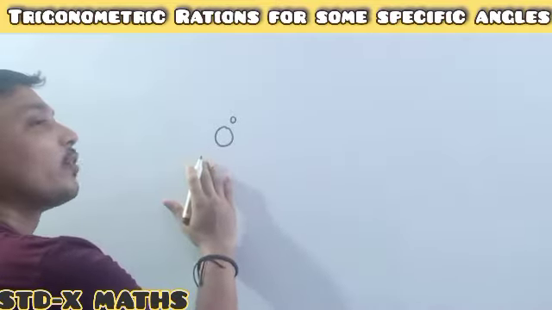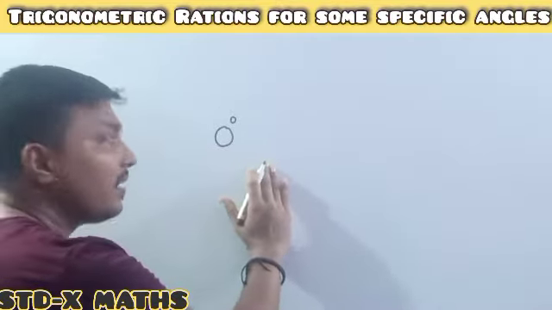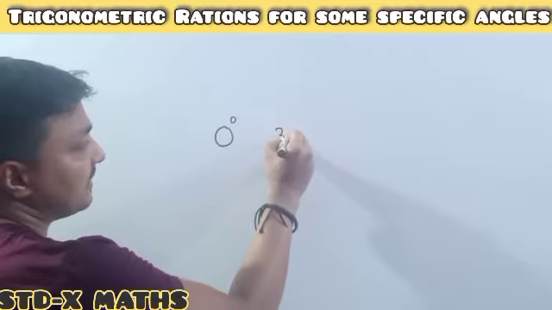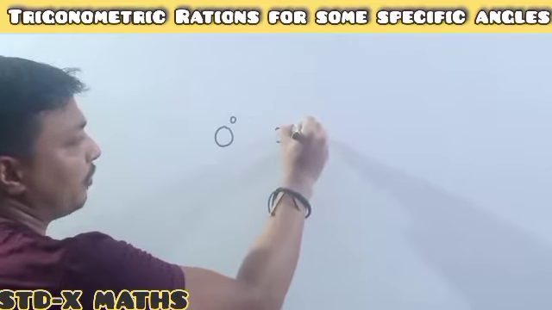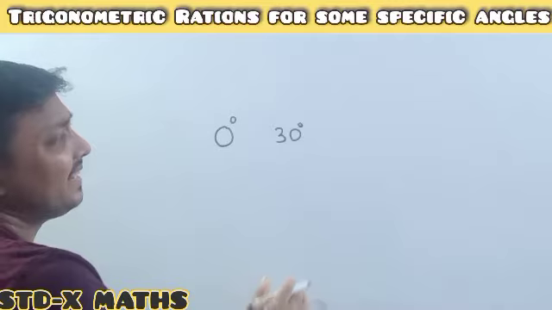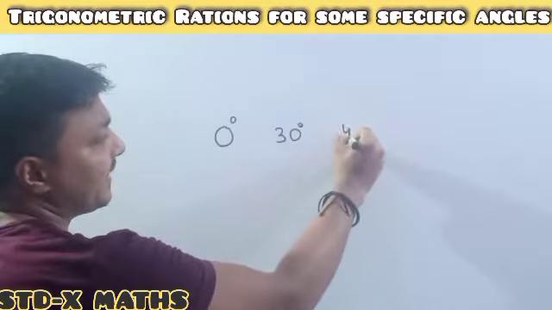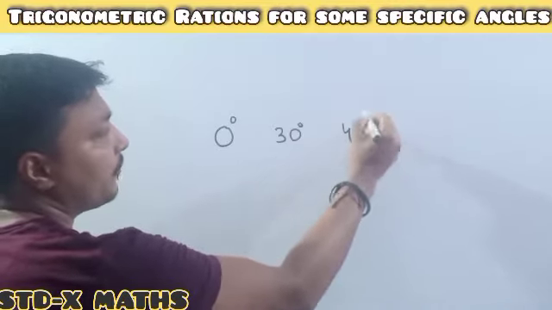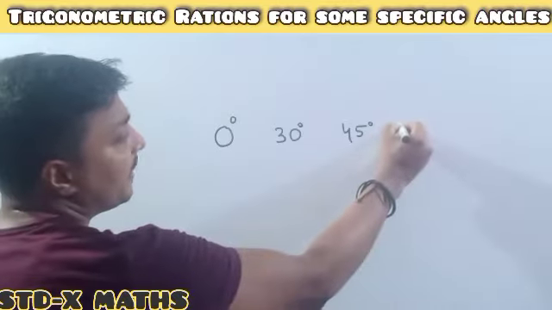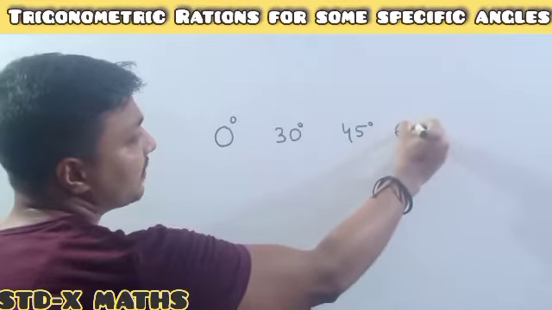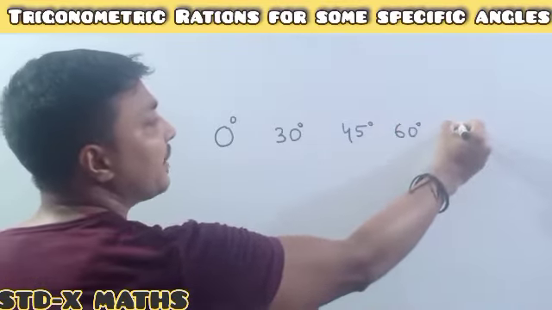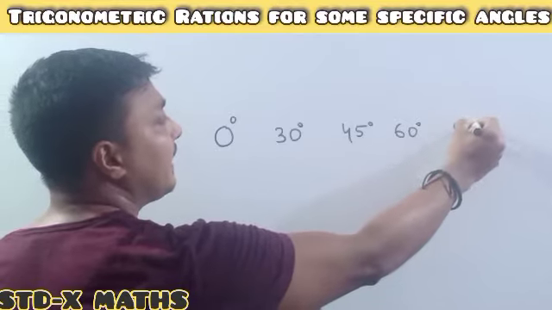So it means we have to find the 6 trigonometric ratios for 0 degree. Also the 6 trigonometric ratios for 30 degree. Also for 45 degree. The 6 trigonometric ratios for 60 degree. And the 6 trigonometric ratios for 90 degree.